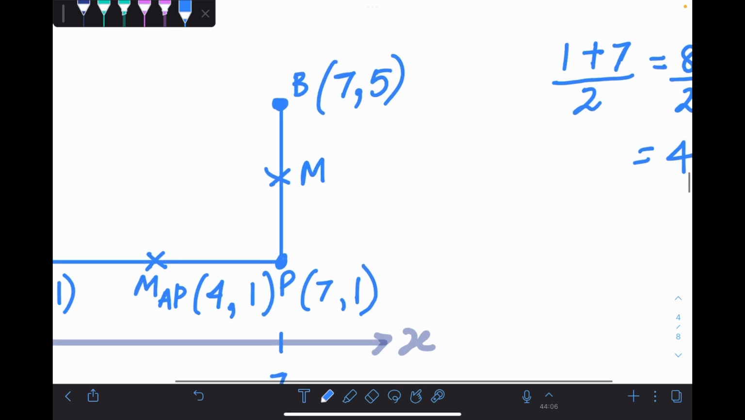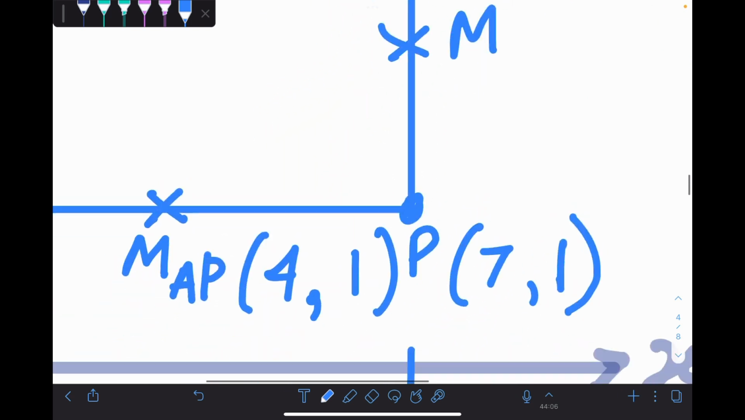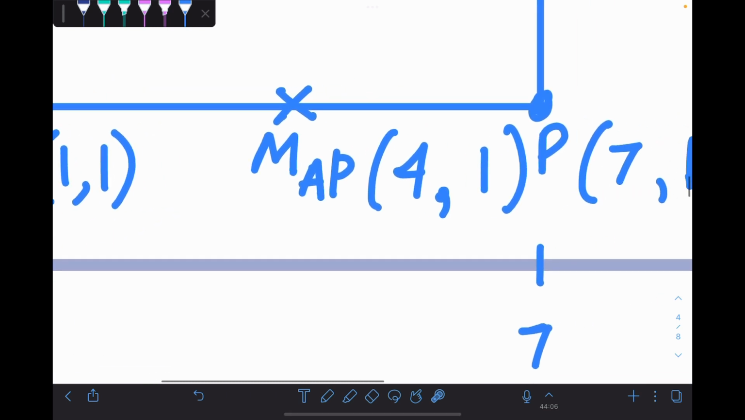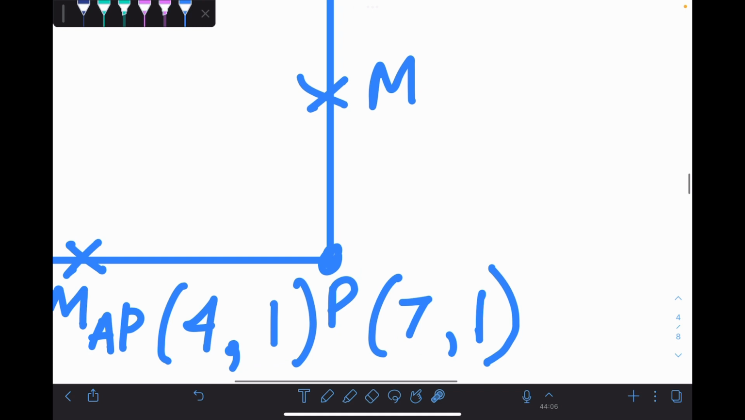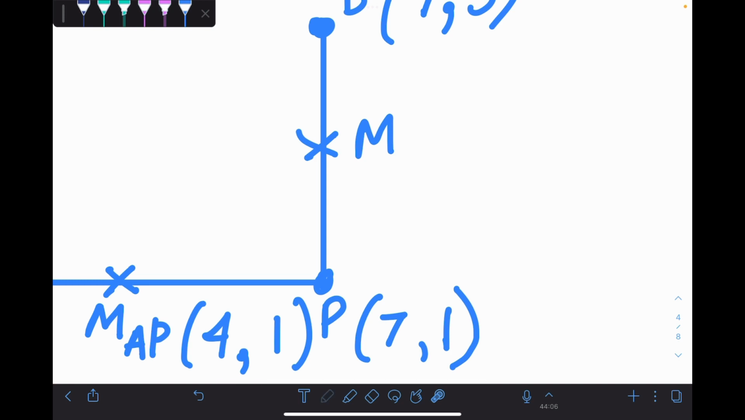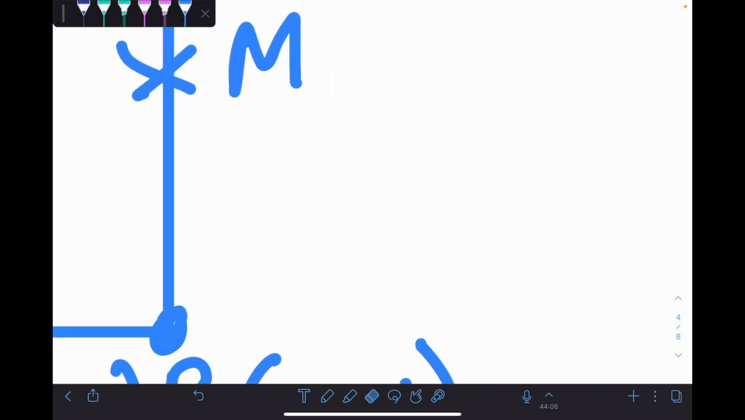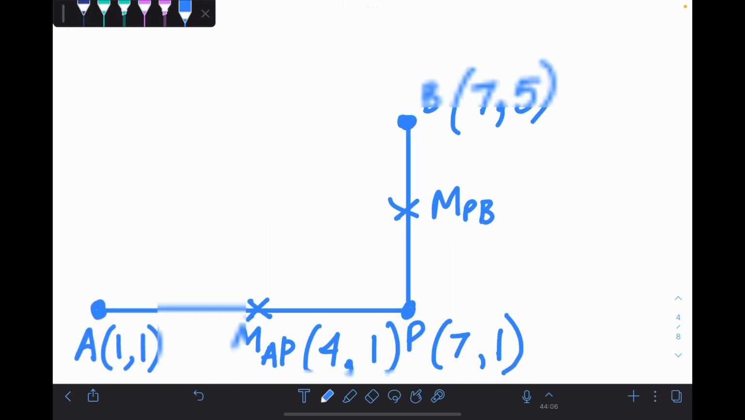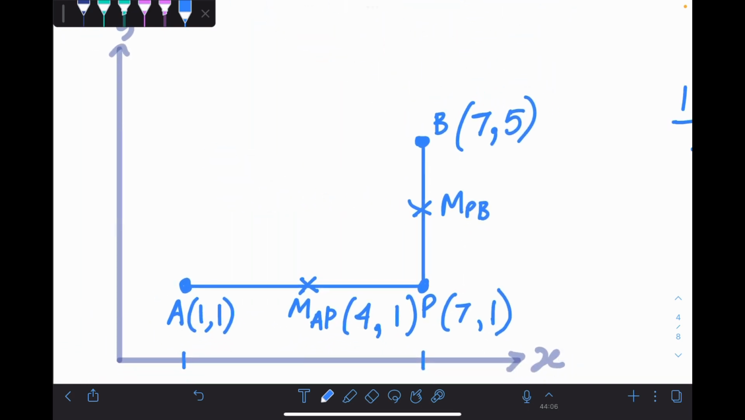But I've already used M, because this is M of AP. So now I've got M, but I've got PB. It's the midpoint of the line PB, so big M with a little subscript PB. I'm going to zoom in and see if that makes it really easy to read. I don't know if that made it any better.